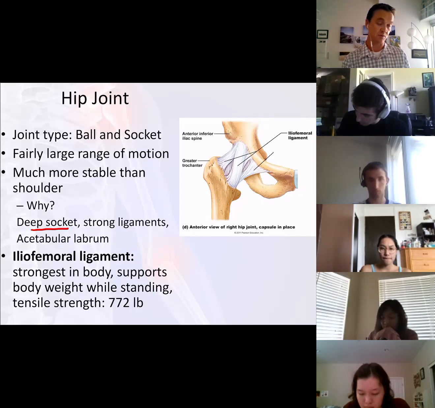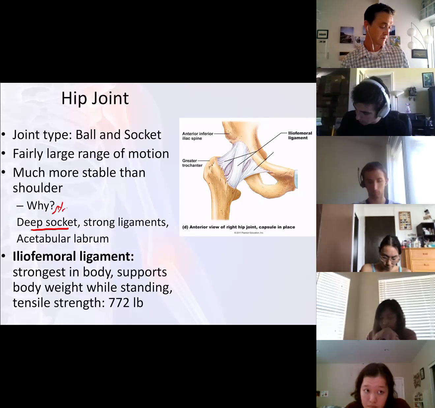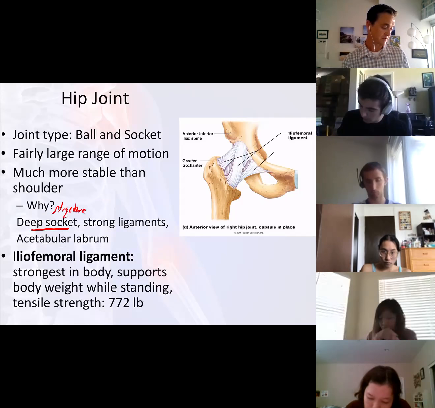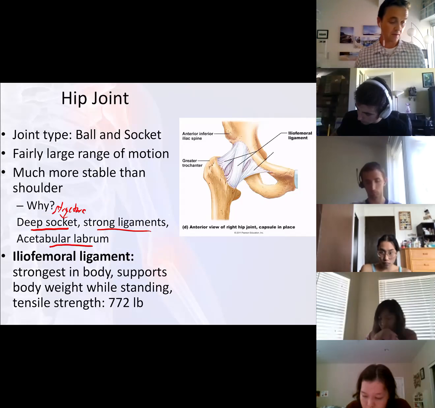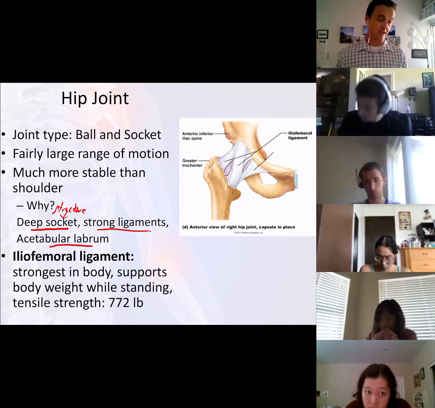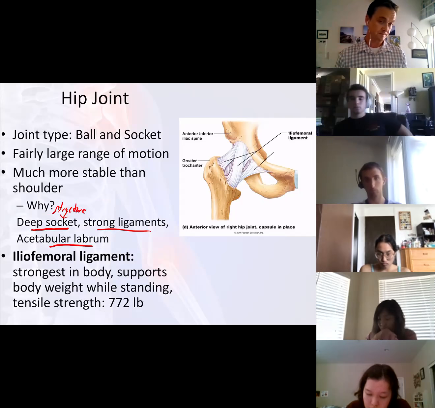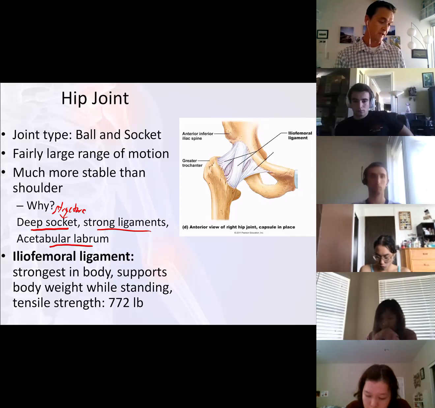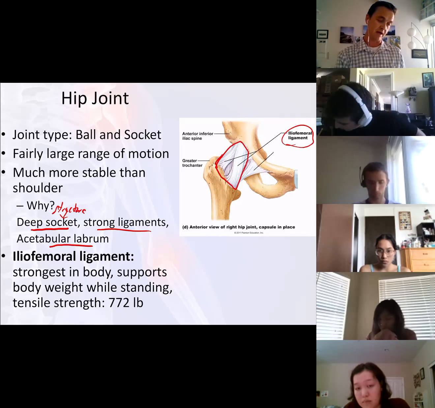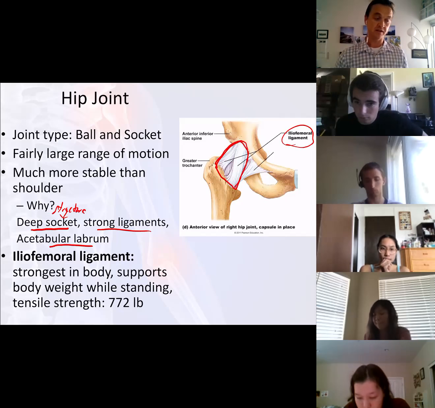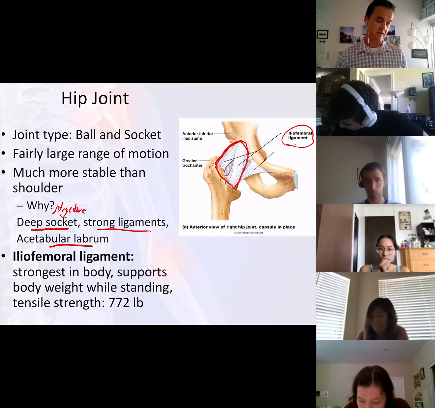Number one is the socket's way deeper, so we have that structural stability, right? That was all about the structure. Very strong ligaments, okay? And then we also have this acetabular labrum, fibrocartilage rim around the acetabulum that helps deepen the socket even more. Okay, one ligament to know here is called the iliofemoral ligament, and it's kind of this V-shaped pattern here. And so this is mostly anterior, a little bit superior of the hip joint.